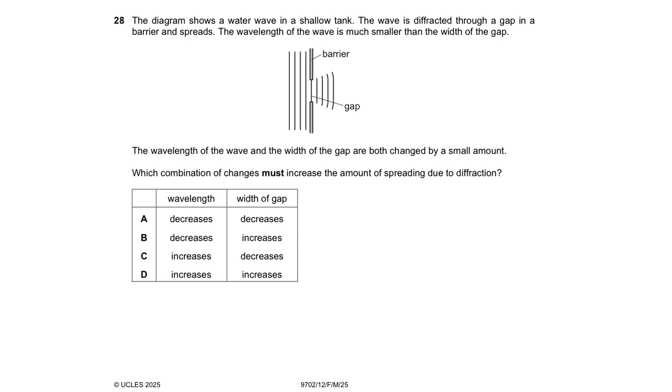Now, what we can see here is that our wavelength is much smaller than the width of the gap. To increase the amount of spreading, you've got two options. We can either decrease the gap size, or we can increase the wavelength, or do both, so that the wavelength and the gap become almost equal or as close to each other as possible. So increase the wavelength, decrease the gap, that would do the job, and that is option C.